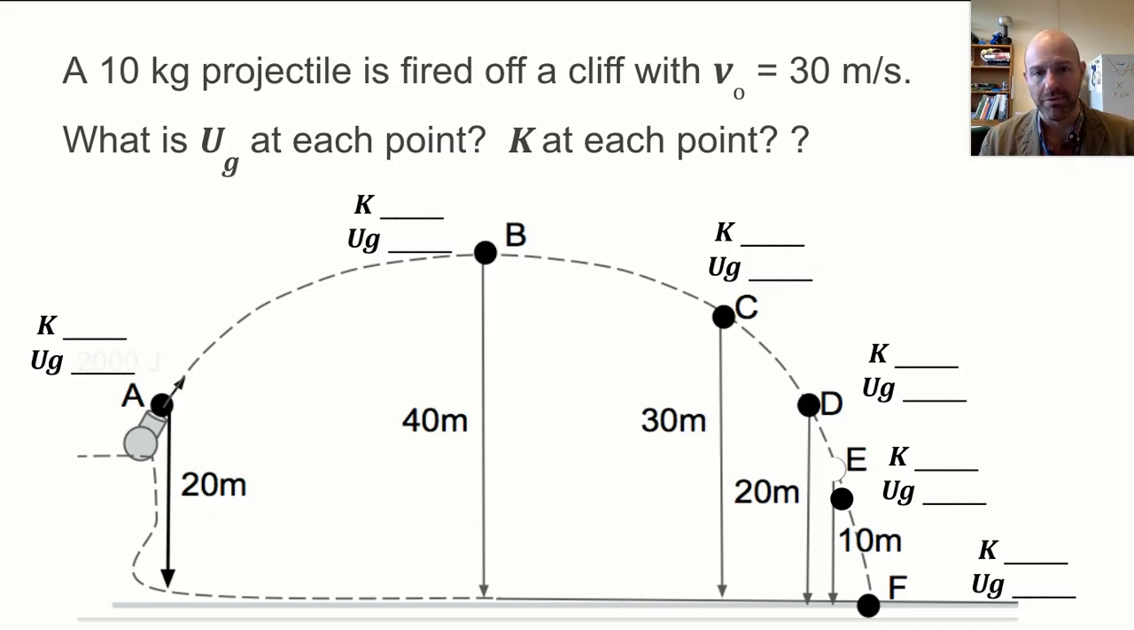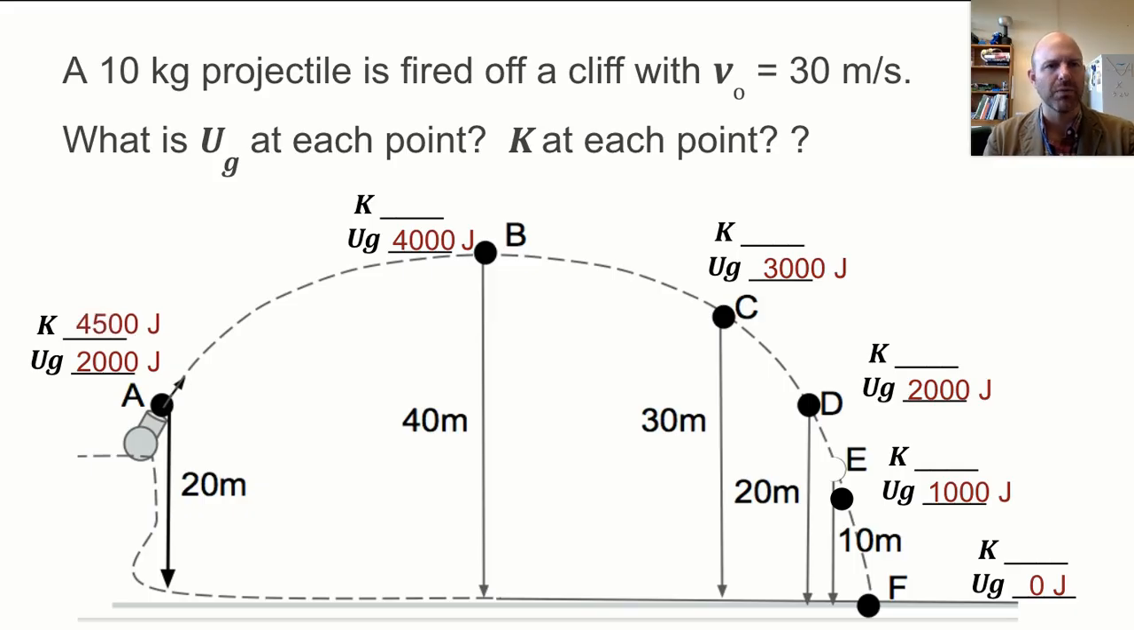So for example, if we start at 20 meters, this is a 10 kilogram projectile, so it's 2,000 joules of gravitational potential energy. If we go up to 40, it's 4,000, back down to 30, 3,000, 2,000, 1,000, and 0 joules when you hit the ground. And since the total amount of mechanical energy is kinetic plus potential, we need to calculate that kinetic energy at the beginning, 1/2 mv squared, which is 4,500 joules.